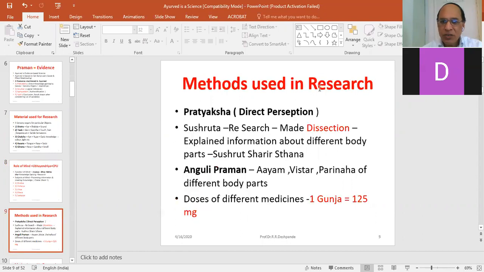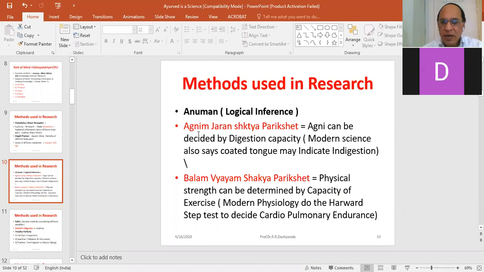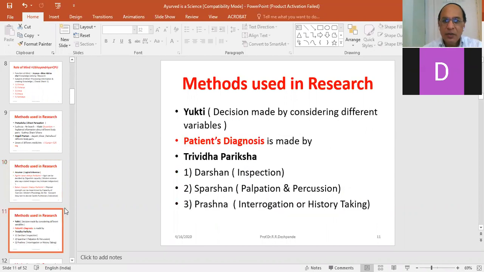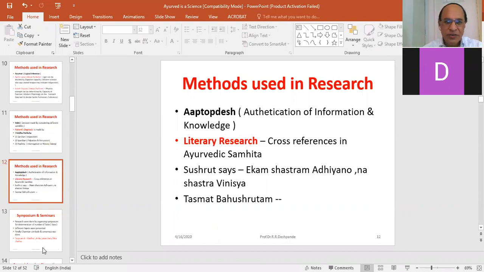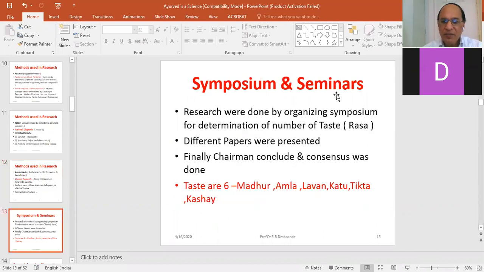Methods used in the research: Pratyaksha, direct perception; Angulika Pramana is one example. Dissection by Sushruta is another example. Anumana: Agnim jarana shaktya parikshet, balam vyayama shaktya parikshet. These are anumana. Yukti: patient diagnosis with trividha pariksha, darshana, sparshana, prashna. Then aptopadesha is literary research. Then there were symposiums and seminars, for example a symposium regarding the tests to diagnose the tastes: madhura, amla, lavana, katu, tikta, kashaya.